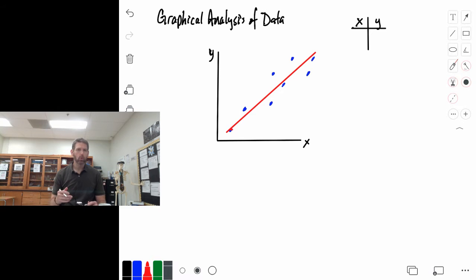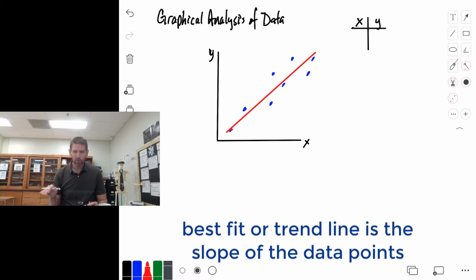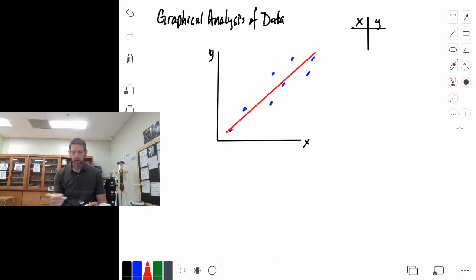And that gets into the whole best. That's why it's called a best fit curve. That's one of the reasons for it. A trend line, right? What's the trend that you're seeing in this? And of course, we see from this that something like this would be positive correlation, right?